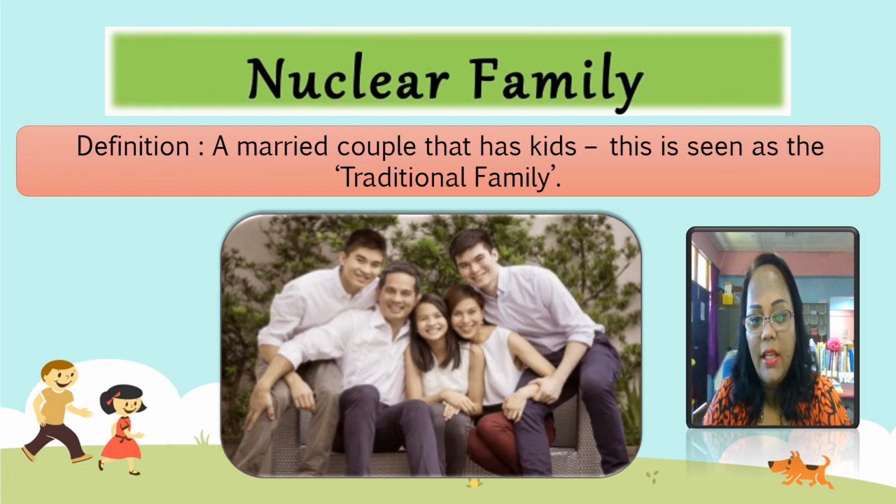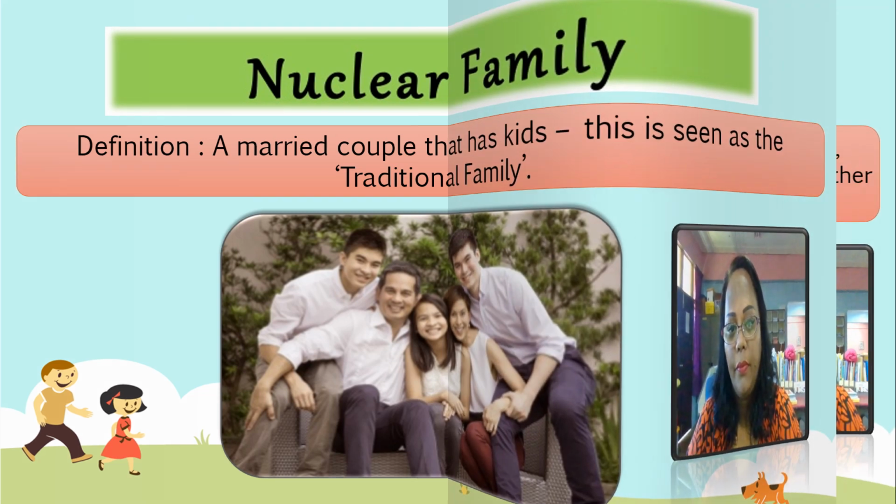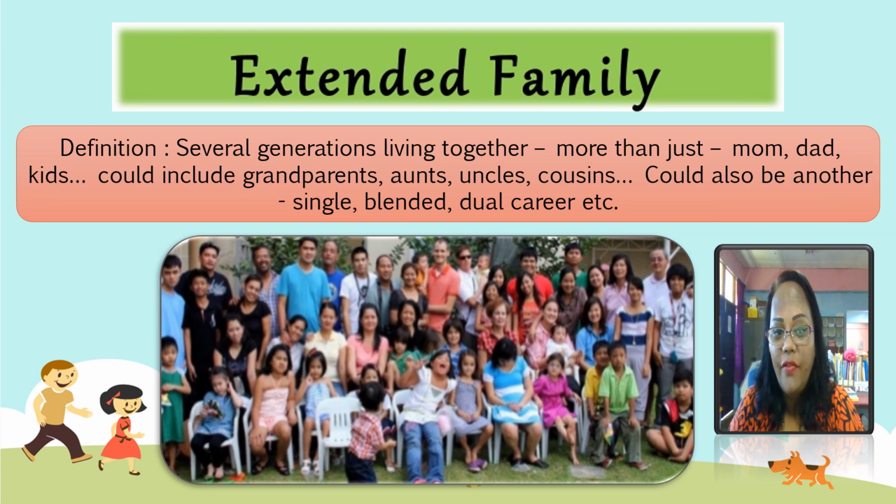Nuclear family is a married couple that has kids and is seen as the traditional family. Okay, a mother, a father, or parents with children. Extended family, on the other hand, are several generations living together, more than just mom, dad, and the children, and they could include the grandparents, the aunts, the uncles, the cousins. Okay, they could also be another single or blended family living together in the same house.